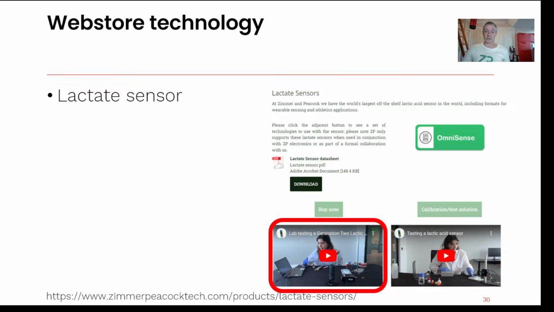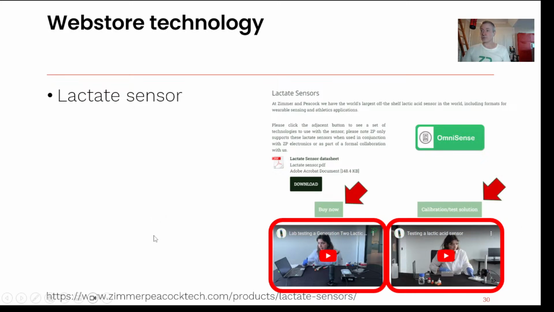If you're confused by the videos, then please don't buy the lactate sensors, because the way the business model works is we have these sensors on our web store. If you can follow the video, it means that you are, let's say, technical enough to actually use those lactate sensors. If you're confused by the videos, then definitely do not buy those lactate sensors. And there's a buy now, and there's also calibration solutions.